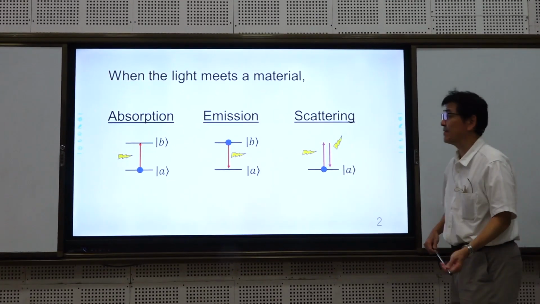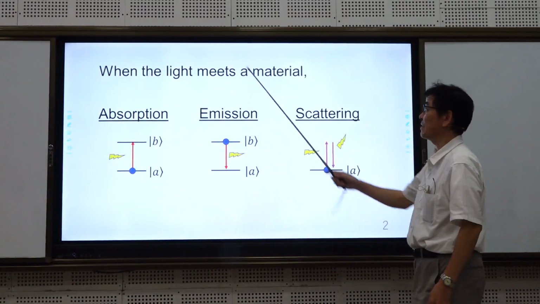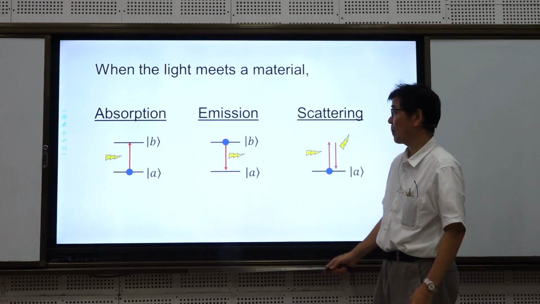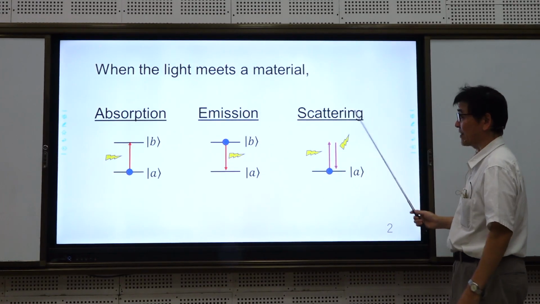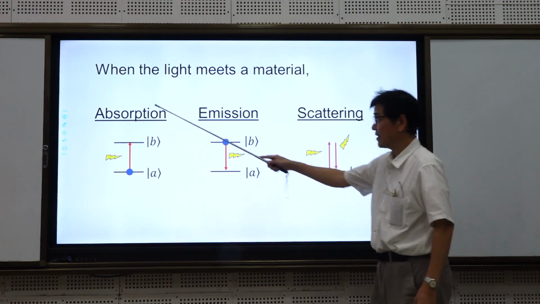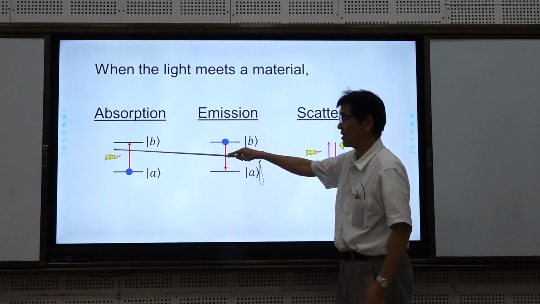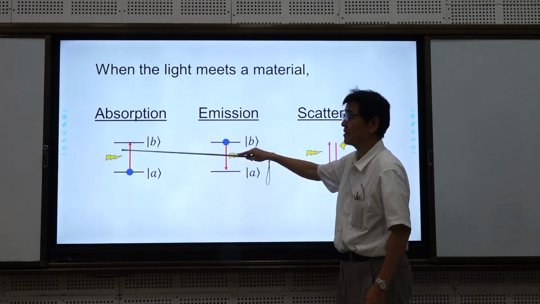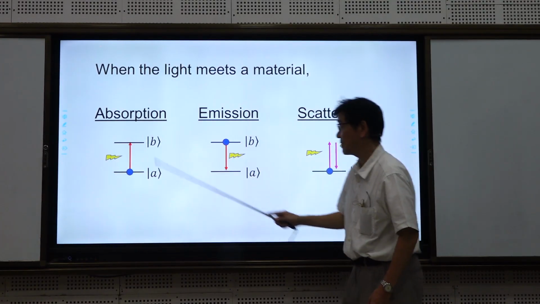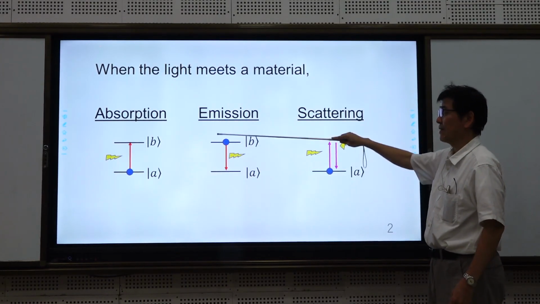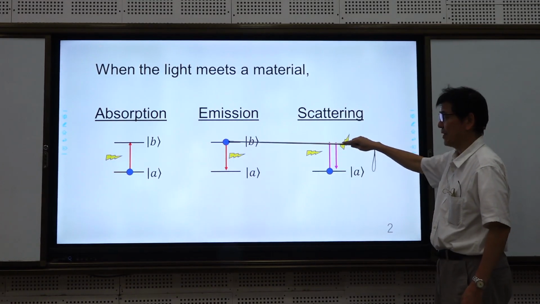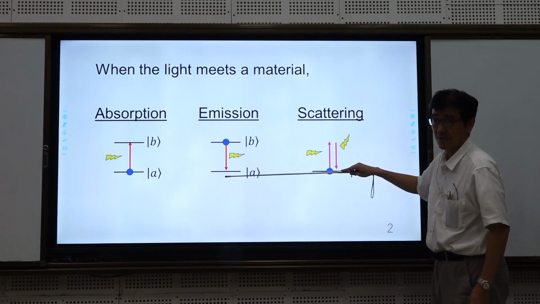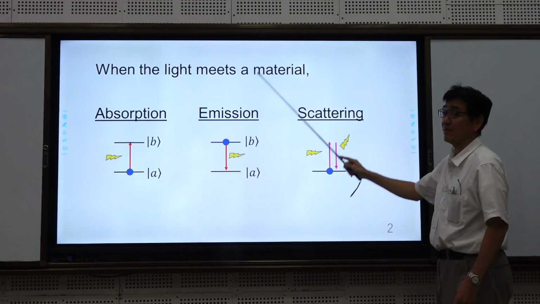So first, we should recall our memory. When the light meets the material, there are three optical processes that take place: absorption, emission, scattering. In this process, the energy of light is converted to the energy of the molecule, or electronic energy. Then this photon disappears. This is the absorption process. In the emission process, a high energy molecule emits the light and returns to the most stable electronic state. This is the emission.